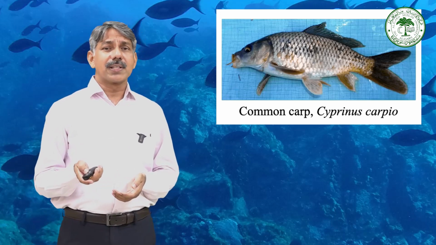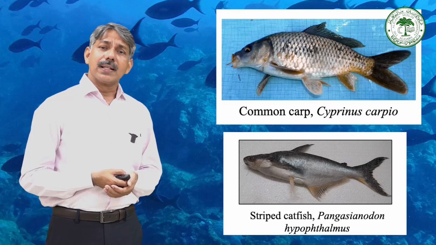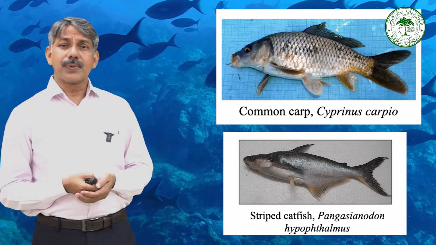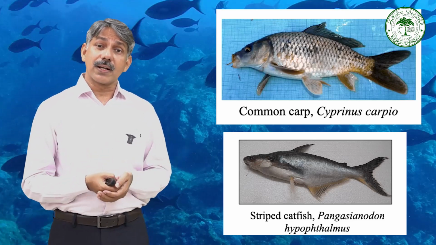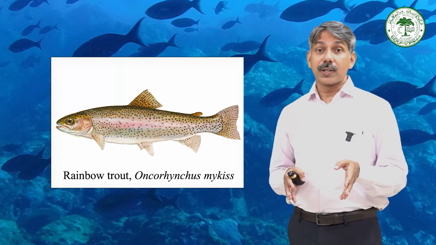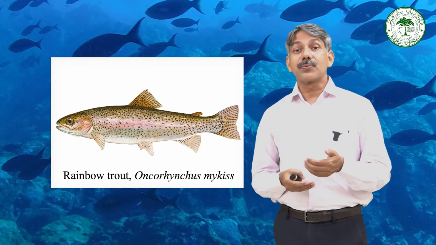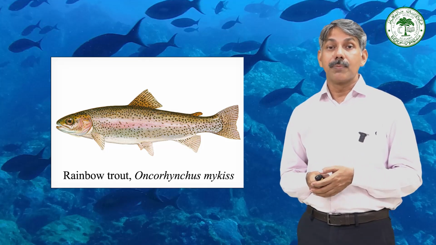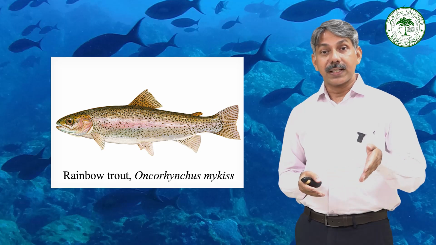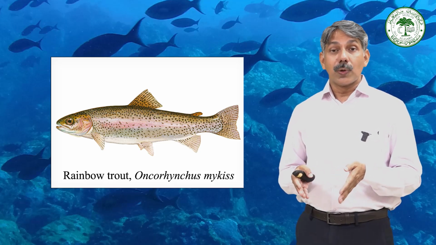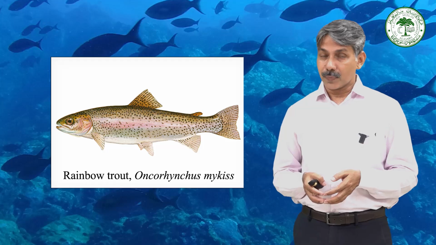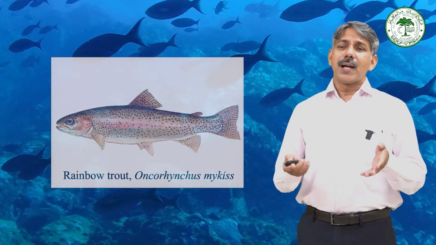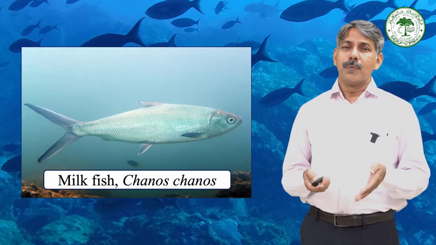Then we have many of the catfishes like Pangasianodon, Pangasius, and many other fishes like Clarias species, Clarias batrachus, the Indian magur, and the other species, the African catfish, Clarias gariepinus. Then we have rainbow trout, again an exotic fish. It has been successfully transferred to our country and is being raised especially in Kashmir Valley. This is a cold water fish, and it is being produced in good quantity in the colder parts of India. Then we have many other fishes like milkfish, raised in brackish water aquaculture.